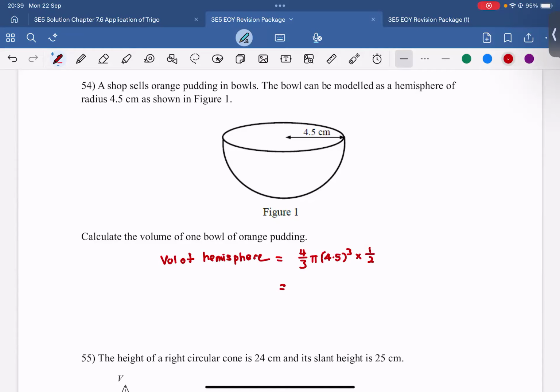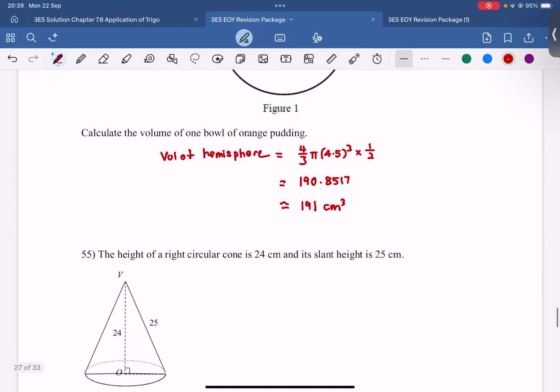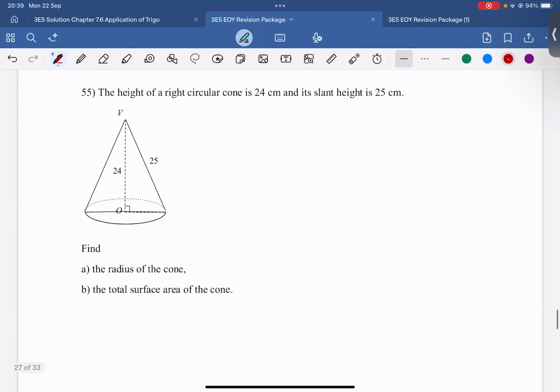I'm just doing very basic thing, because these are things that you do before already. I'm just doing a refresher for you. 190.8517. Round it off to 3 sig fig. 191 cm cube. Your WA, your end of year exam, or your O level won't test you so simple stuff, please. Okay? This is like N level standard stuff. I just do this so that you recall the formulas. That's all.